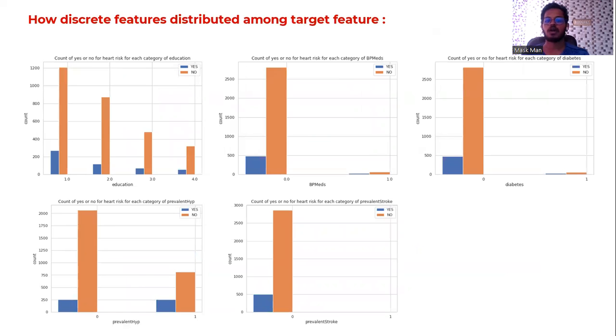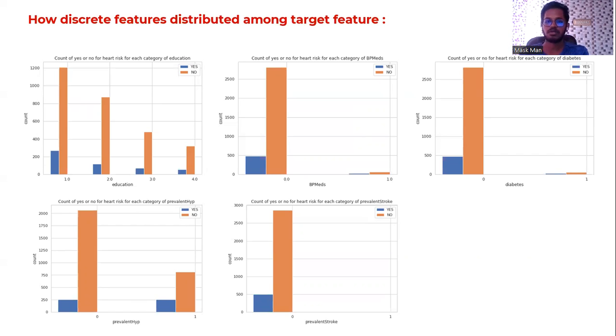And here we can observe how discrete features are distributed among the target feature. For example, in the education feature, there are four categories: one, two, three, four. In one category, how many people have risk and how many people don't have a risk. Likewise, in BP meds, there are two categories: one is the patient who is not on BP medication, and the other is the patient who is on BP medication. In those two categories, how many have a risk?